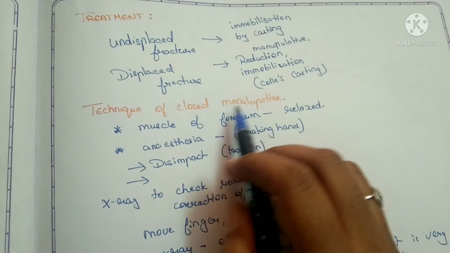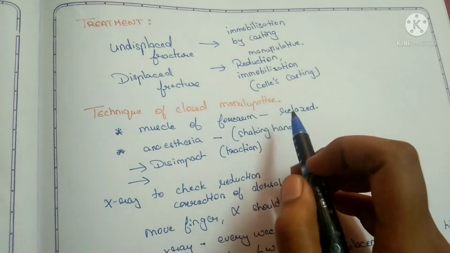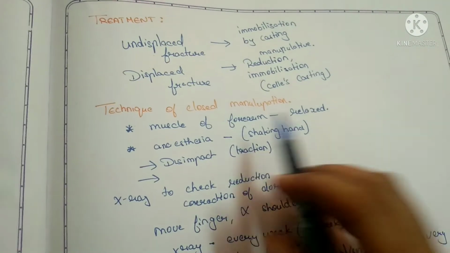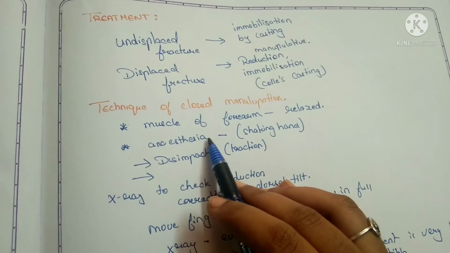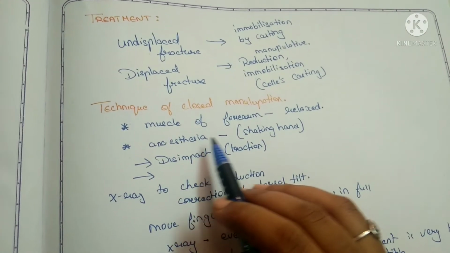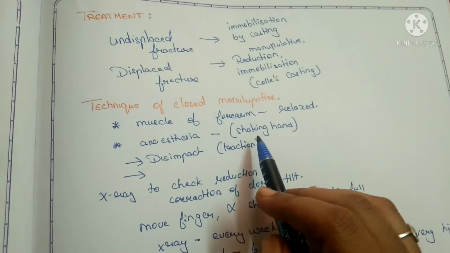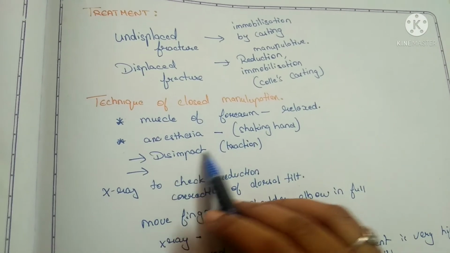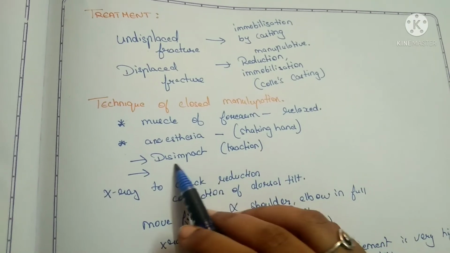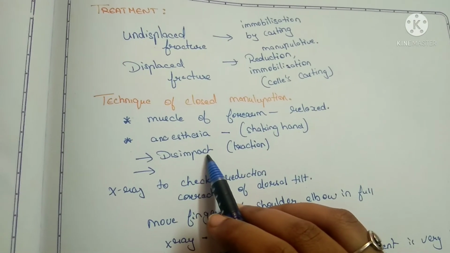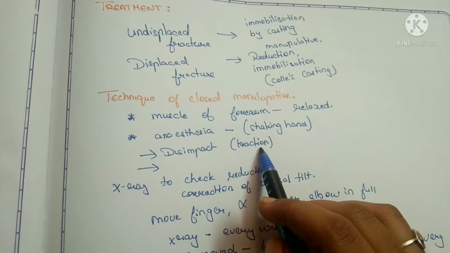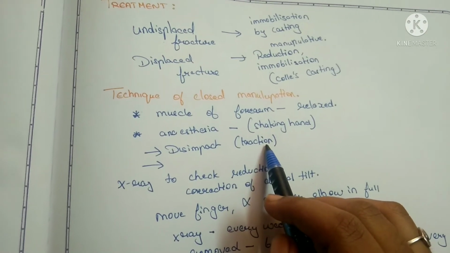So, the technique of manipulation: the muscles of the forearm must be relaxed. Then, under general anesthesia or local anesthesia, the surgeon will do traction for disimpacting. Impaction means the two fractured segments are jammed, so we need to disimpact. It is done using traction, and some displacement can even be corrected through the traction.